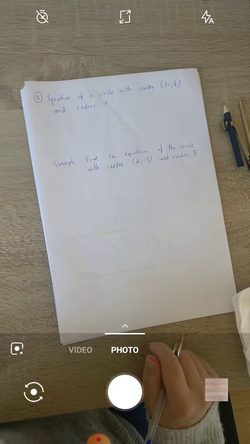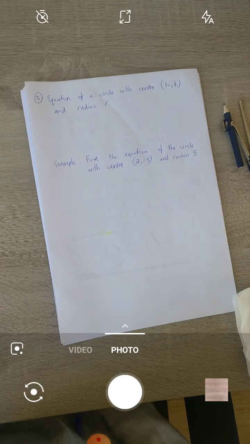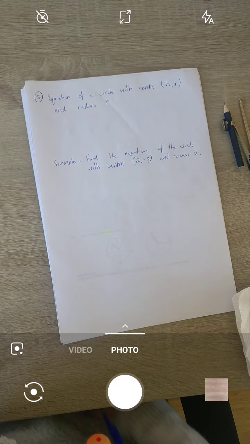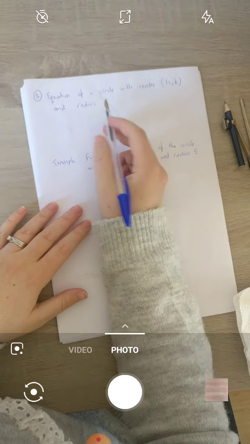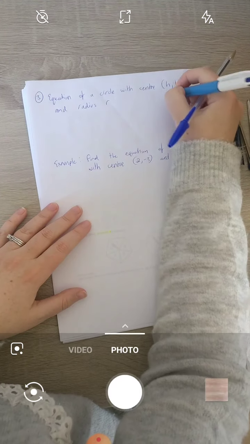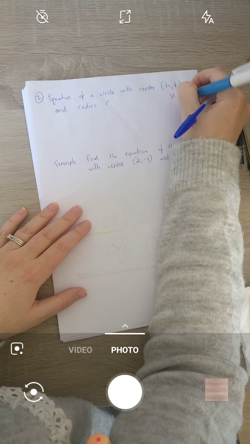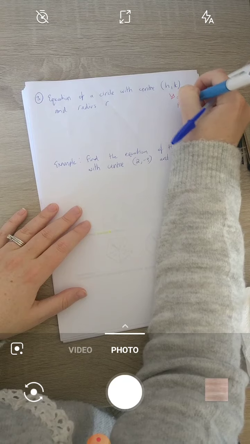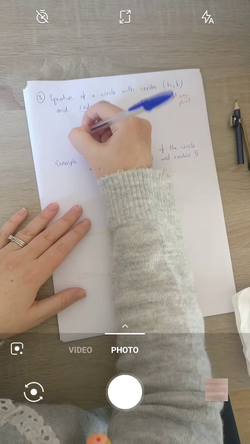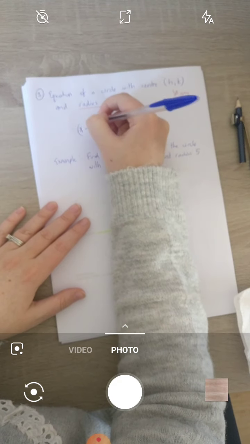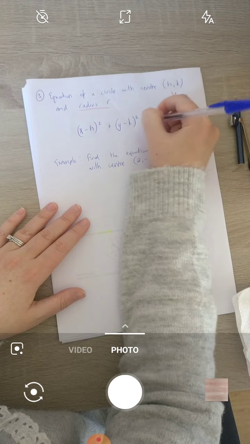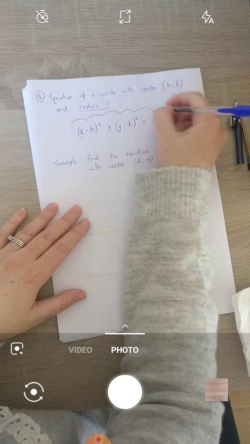Now, at the start of this video, I said there were 2 different types of circles. So this one here, we have an equation of a circle with a center (h, k). So this could be any point. h, k is just the letters or variables they're using. So any point, and the radius is obviously still r. This equation is (x minus h) squared plus (y minus k) squared equals r squared.